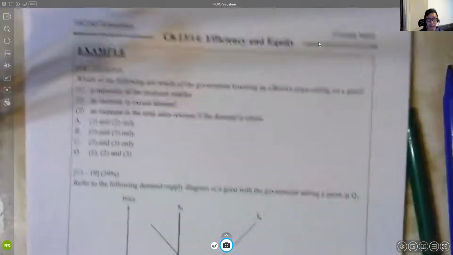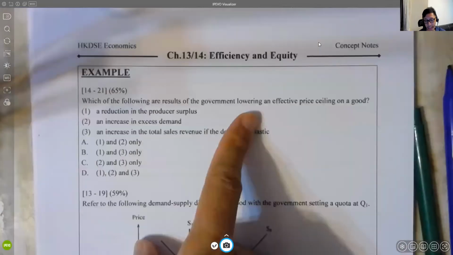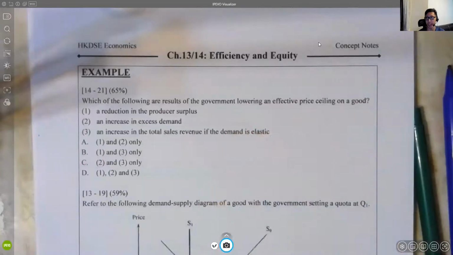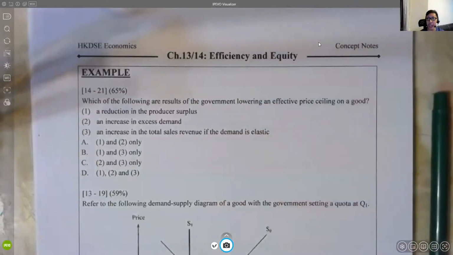All right, so here. Let's look at quite a lot of examples here. Once we get to this topic, there are lots of examples. All right, now first question here. Which of the following are results of government lowering an effective price ceiling? Remember, right? Price ceiling should be below equilibrium. Now you lower it even more.